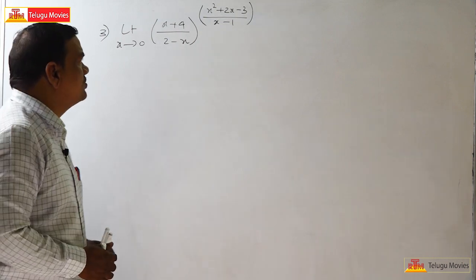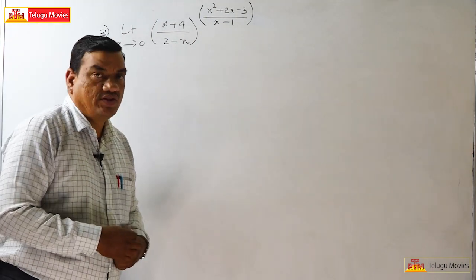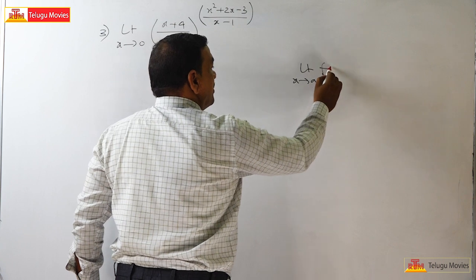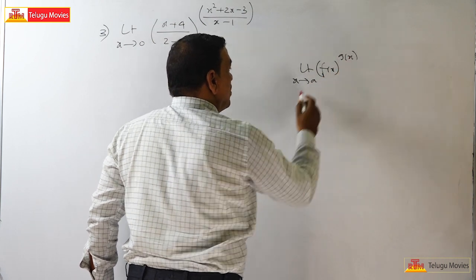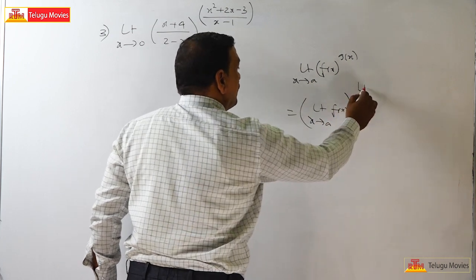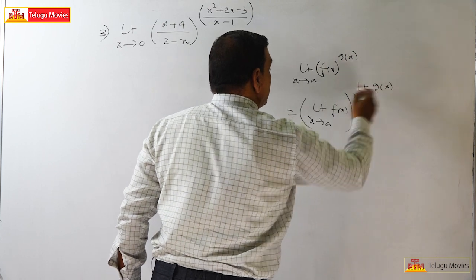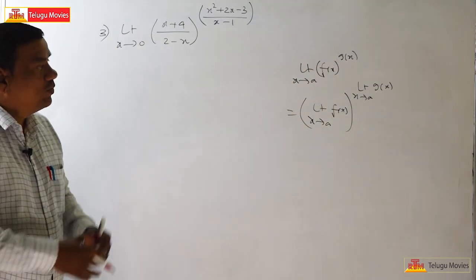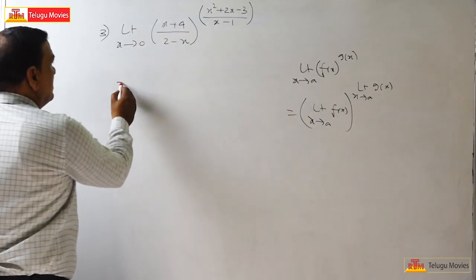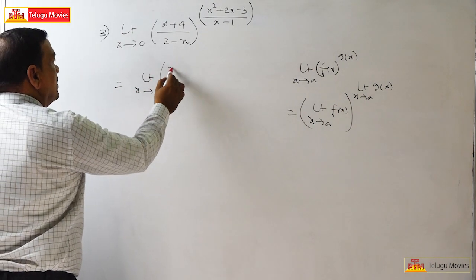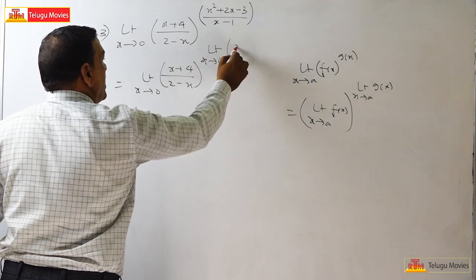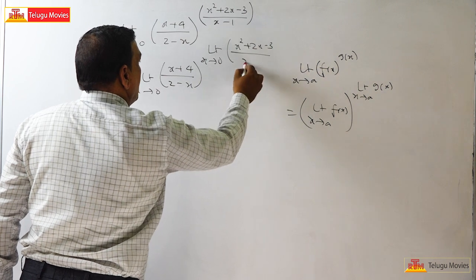When such type of problems are given, don't overthink. We have a property: limit x tends to a of f(x) to the power of g(x) is the same as limit x tends to a of f(x) whole to the power of limit x tends to a of g(x). That means we can apply the limit for both the base and the power. So here also we apply the same thing. Limit x tends to 0 of (x plus 4) by (2 minus x), and limit x tends to 0 of (x square plus 2x minus 3) upon (x minus 1).